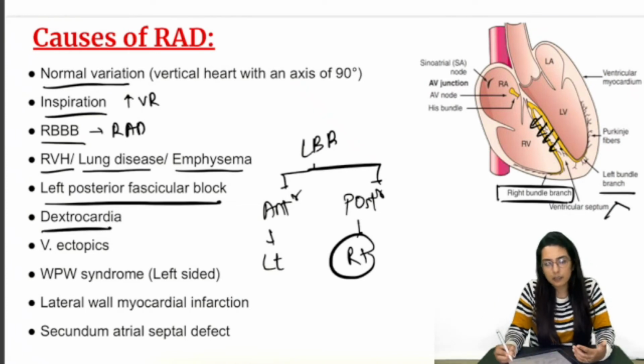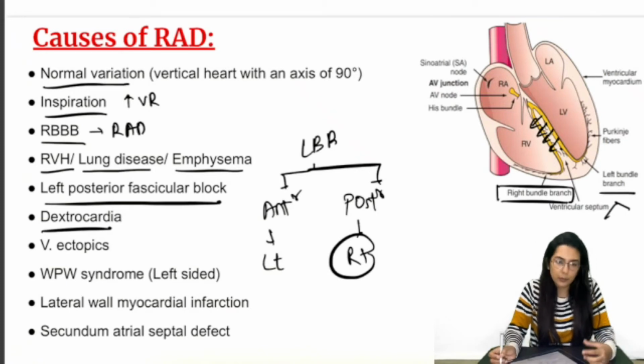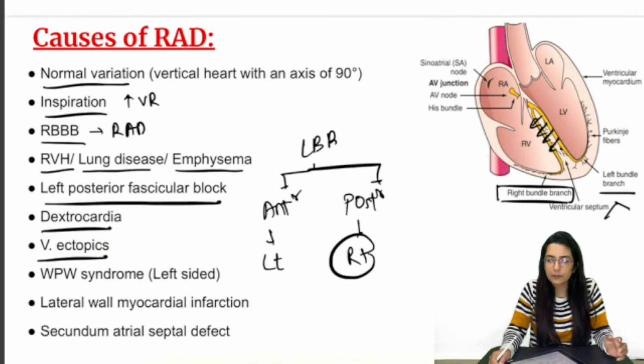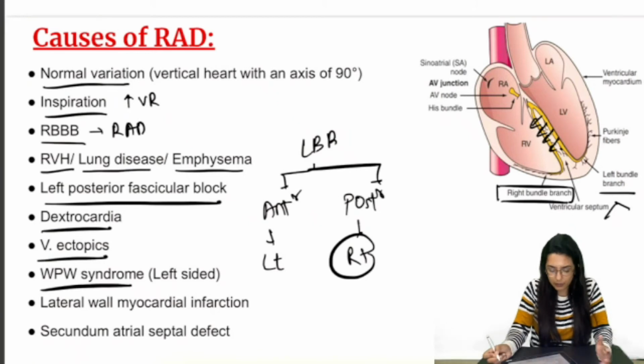Dextrocardia is actually when the heart is on the right side of the body, or of the chest. So when you put the normal ECG leads, it will show right axis deviation. Ventricular ectopics can arise from either the right ventricle or left ventricle, and accordingly it can lead to right axis deviation or left axis deviation. WPW syndrome we'll discuss later in the slides.